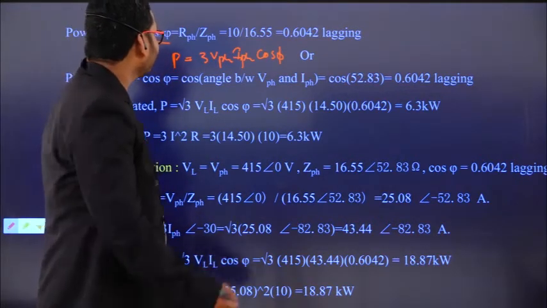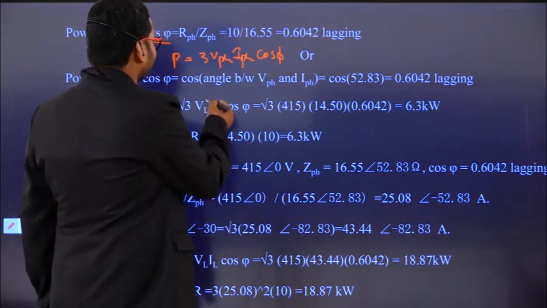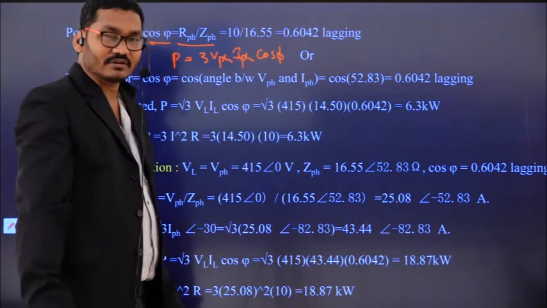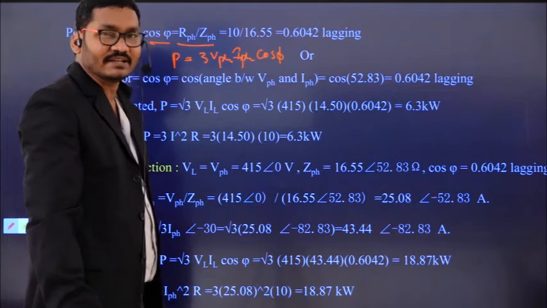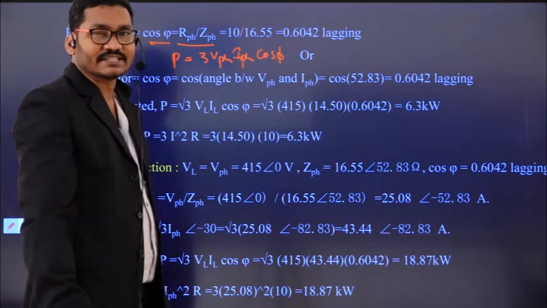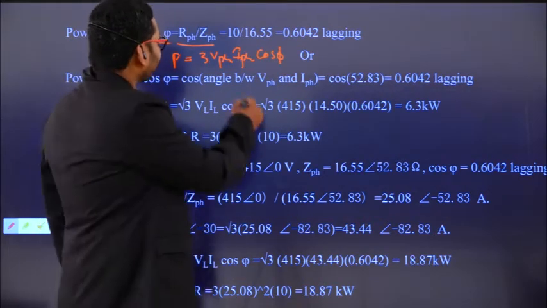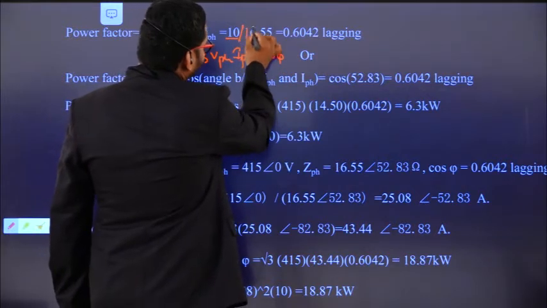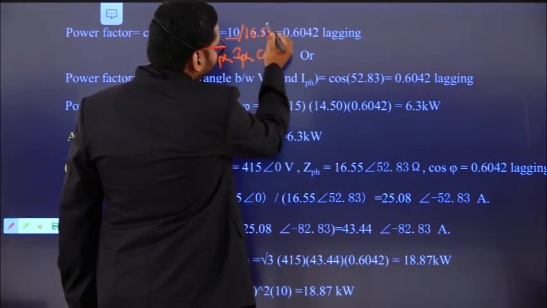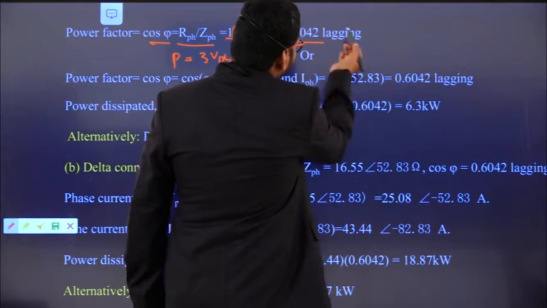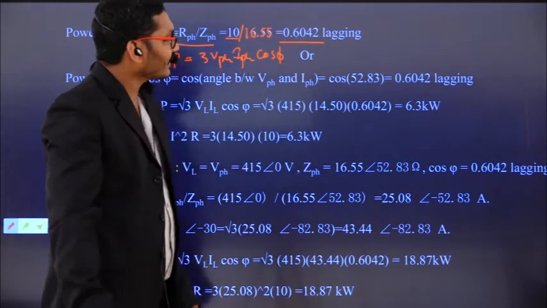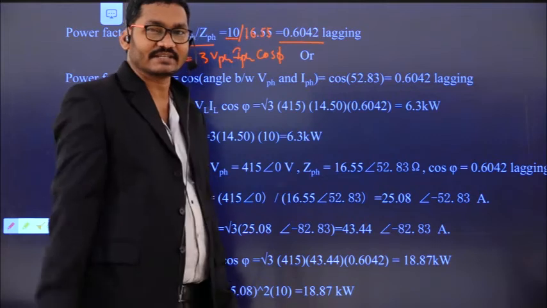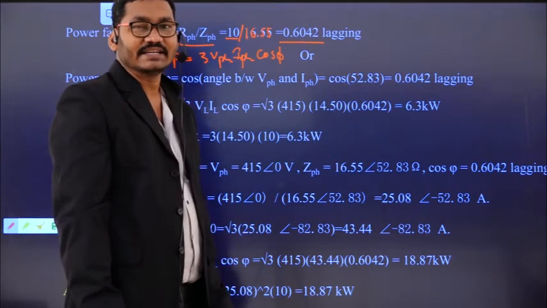Phi based on the load you can also find out. We have already discussed this in ECA 1 and ECA 2. You can find the power factor as cos phi equals resistance by total impedance, where the resistance magnitude is 10 and the impedance magnitude is 16.55. Finally you will get 0.6042. Why is it lagging? We already discussed this: we got a negative angle, and negative means lagging.